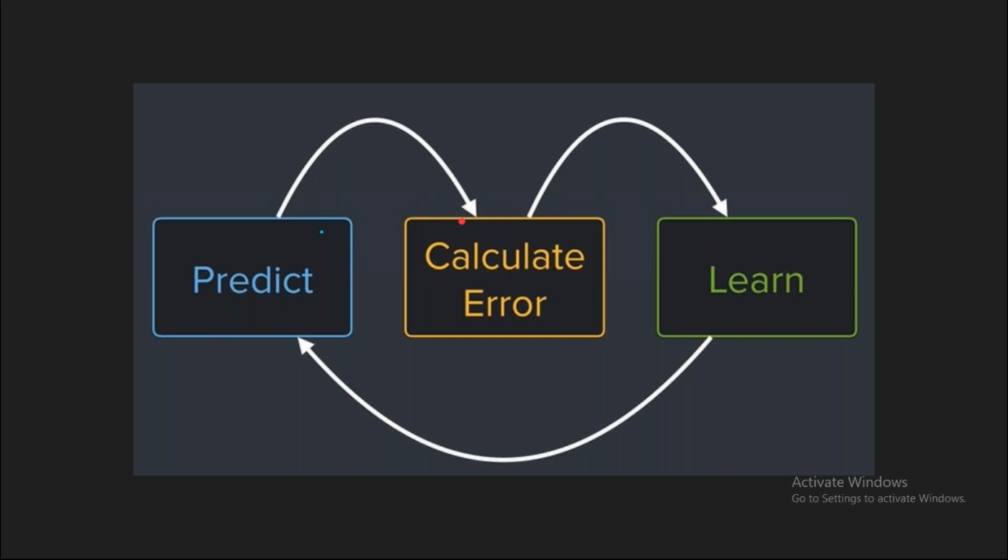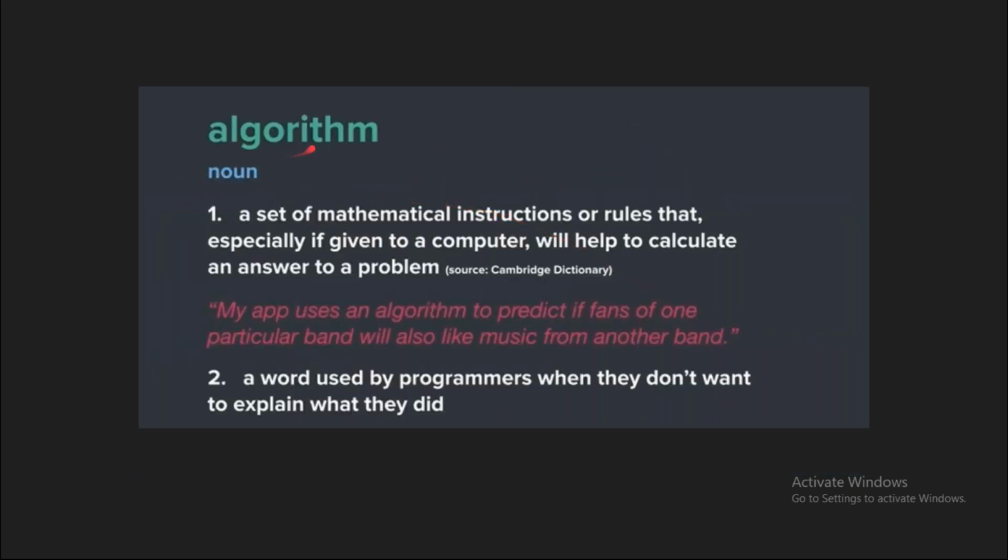The next time it will check how badly or how well it is doing, and based on that it is going to make the next prediction. So obviously the next prediction is going to be better than the first one, and so on. This cycle continues. So this is what an algorithm is, and you must have heard this word algorithm a lot. So let's look at what exactly an algorithm is, what the Cambridge Dictionary says about it.